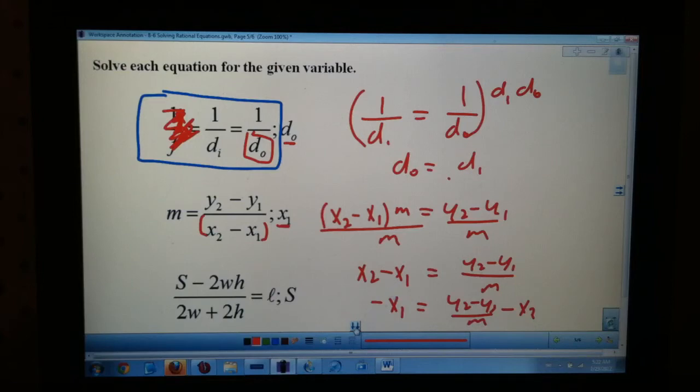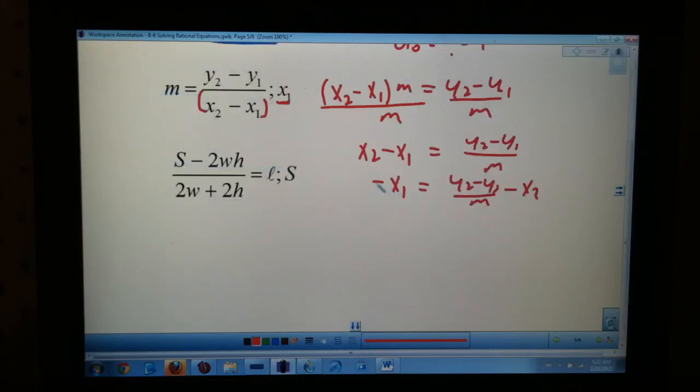And then I just need to get rid of that negative sign. So let's change it and change it.